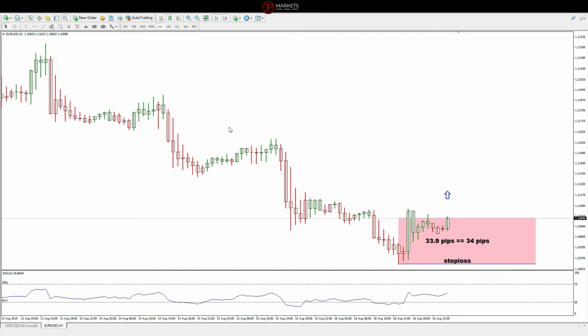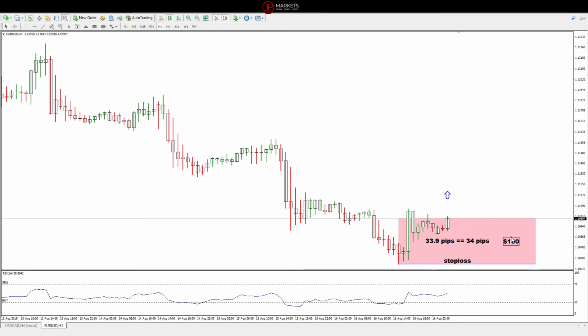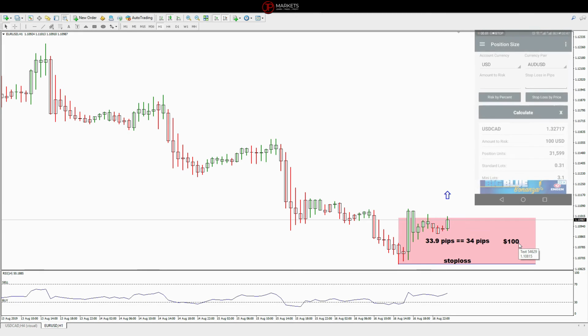In this case, let's say I'm interested in risking $100, 100 United States dollars, in these 34 pips over here. All I have to do is simple. I have to go to my risk calculator here on my phone.